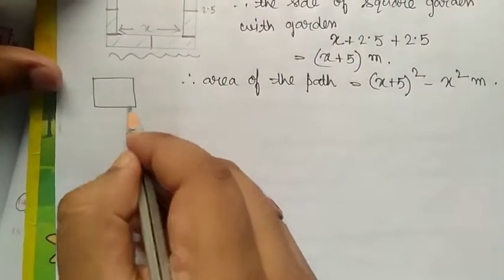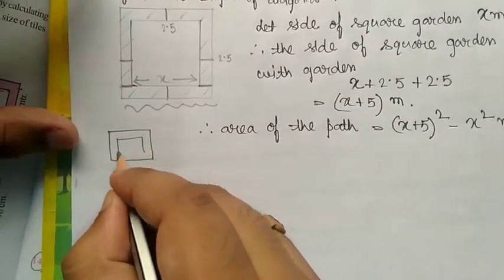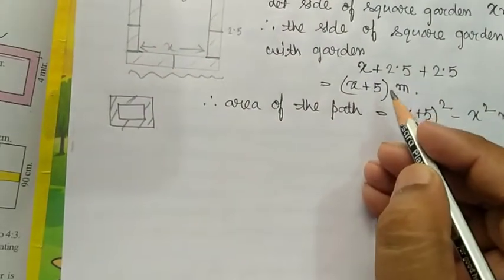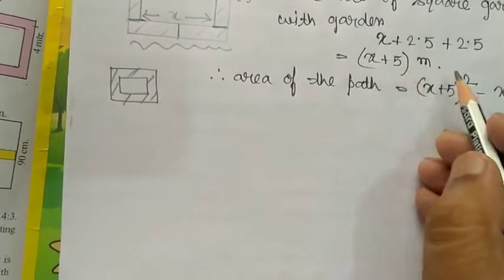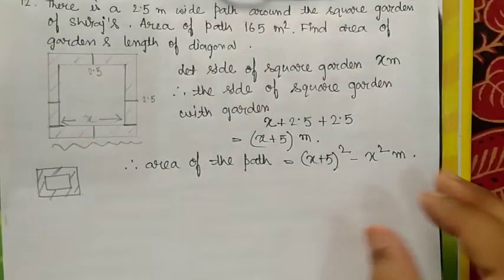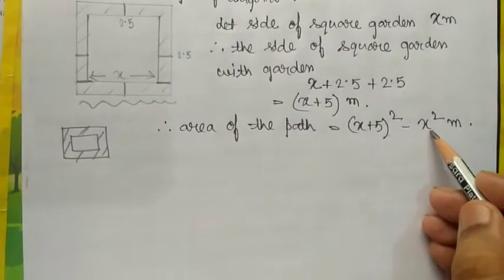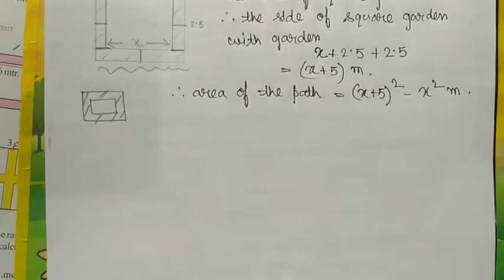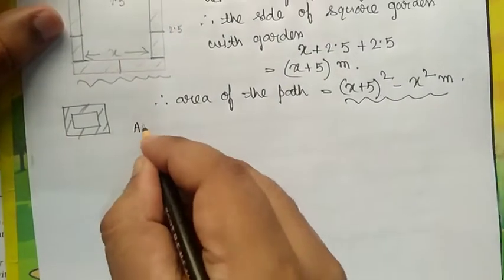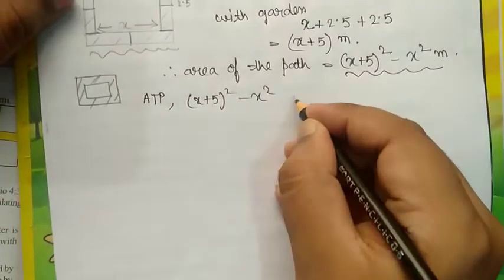If we find the larger square area and the smaller square area, therefore we can find the area of the path. Now the larger square garden side is x plus 5, so the area will be side into side, so x plus 5 whole square. The smaller square garden side is x meter, therefore the area is x into x, equal to x square meter. We know this value is 165. So according to the problem, x plus 5 whole square minus x square equals 165.